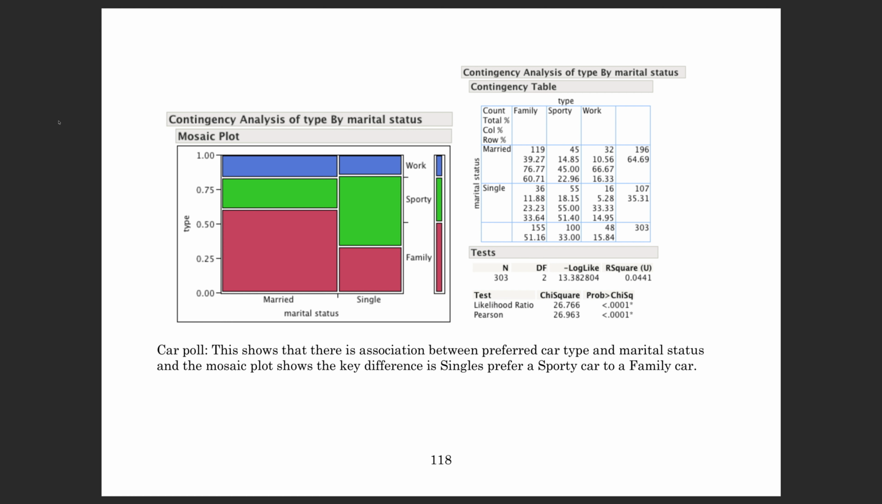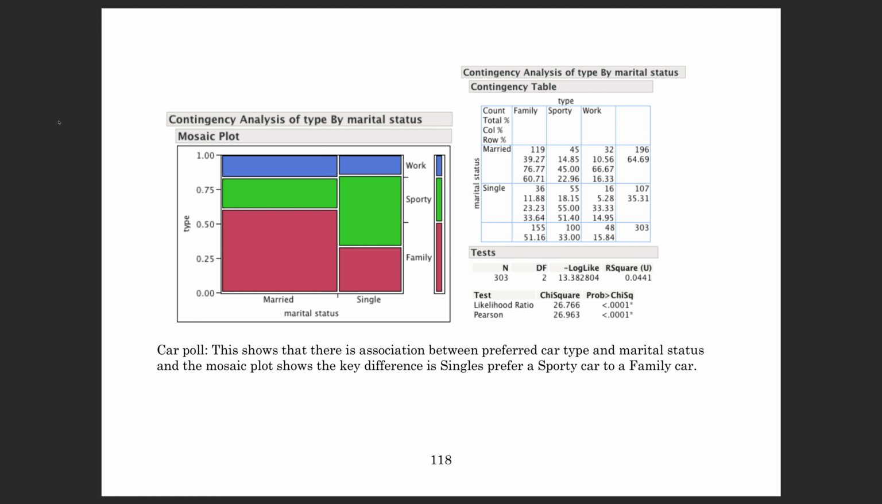In other words, if there is truly no association between marital status and type of car, then the probability of somebody being married and choosing a family car should be the probability of being married times the probability of choosing a family car. So if we look at that particular combination, you can see that around 2/3 of our respondents were married, 64.69%, and about half of our respondents chose a family car, 51.16%.